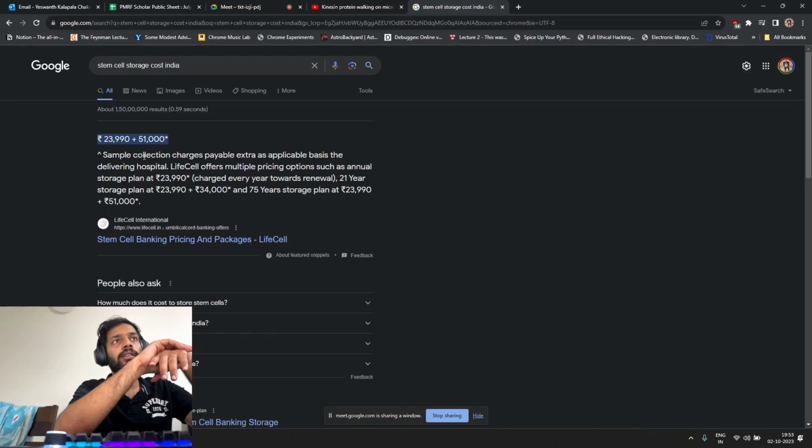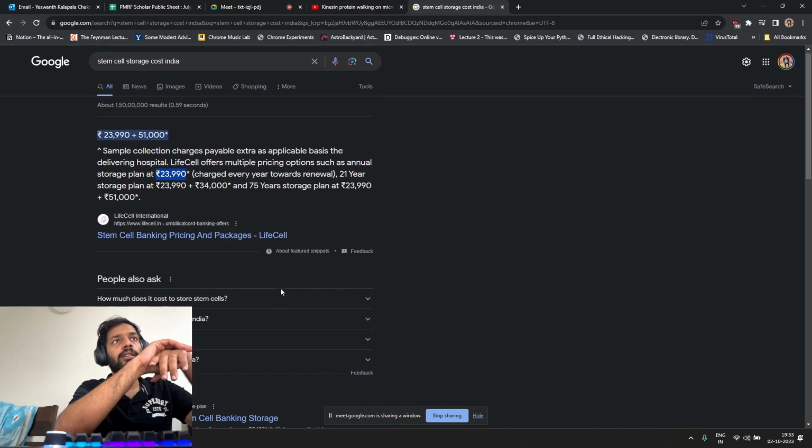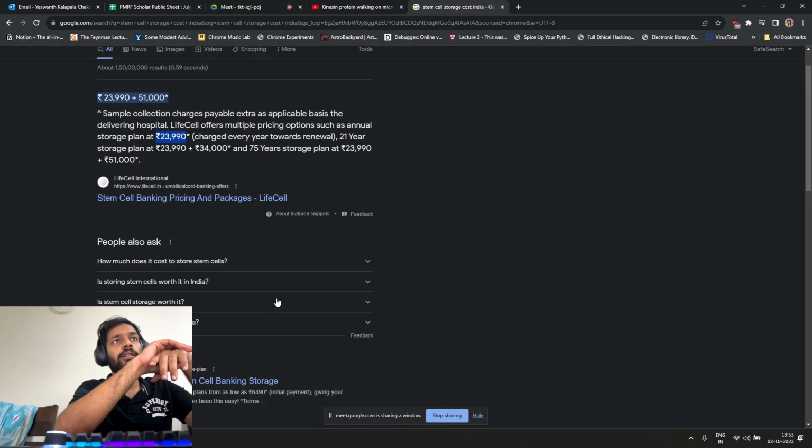They're saying 23,919 plus 51. Okay, so it's relatively cheap, I guess. To store stem cells for 21 years, it costs around 50,000, and for 75 years, it costs around 75,000. And every year post that, I guess there is a yearly renewal cost of 23,000 or 24,000. I think yearly charges are 50,000, sir.